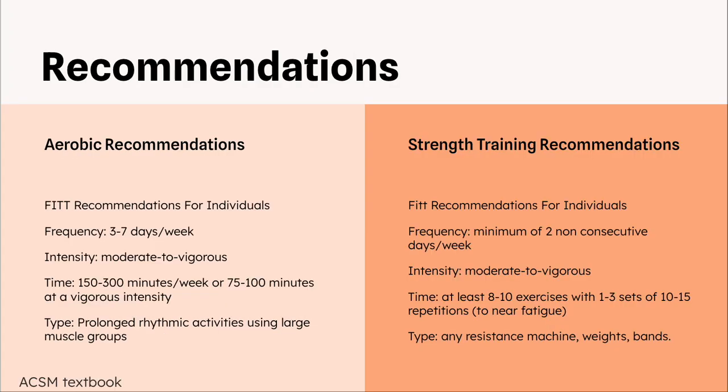Some of the ACSM recommendations from the textbook for aerobic exercise, they use the FIT recommendations. Frequency is 3 to 7 days a week. Intensity, moderate to vigorous. Time, 150 to 300 minutes a week, or 75 to 100 minutes a week at a vigorous intensity. And then types of exercise could be any prolonged rhythmic activity using large muscle groups. I have some examples on the next slide.